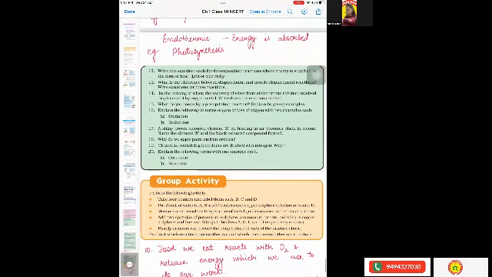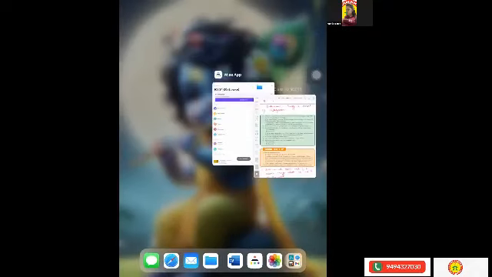I'll try to insert it in the Word file if it works. I don't know what is happening.